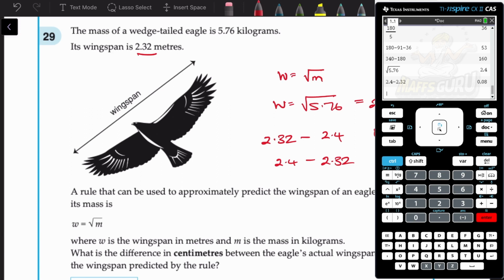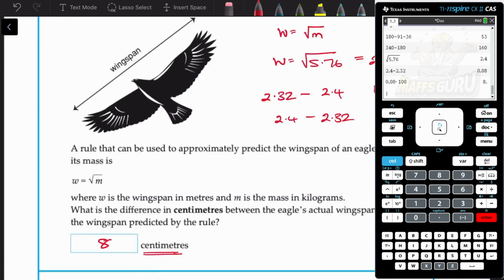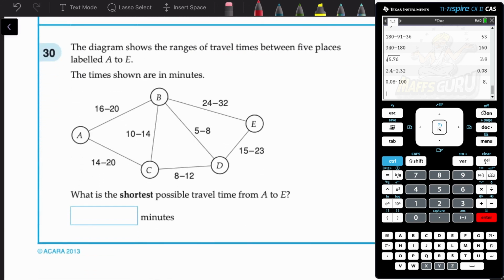0.08 meters, and we need to be careful because it wants the answer in centimeters. So I'm going to times that by 100. I'm going to times that by 100 to give me 8 centimeters. Ooh, almost tricked there. Question number 30.